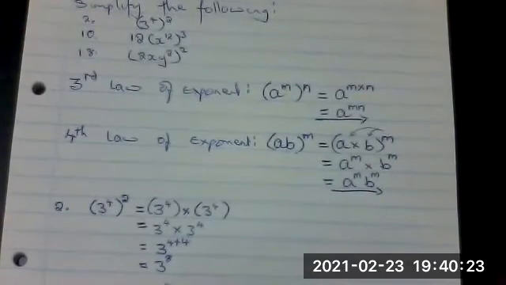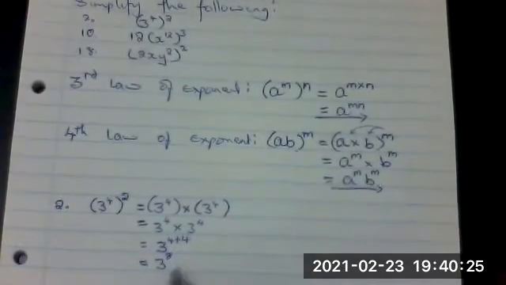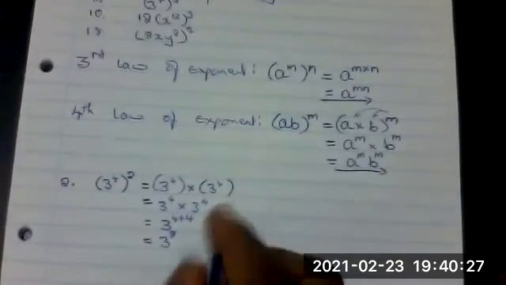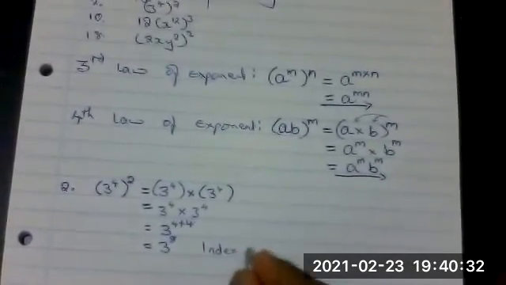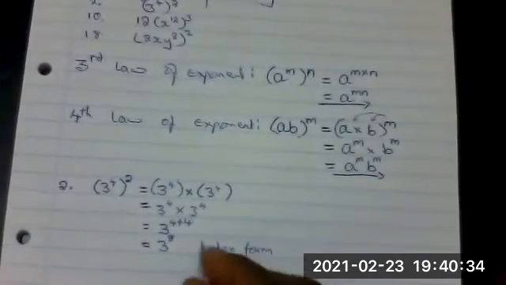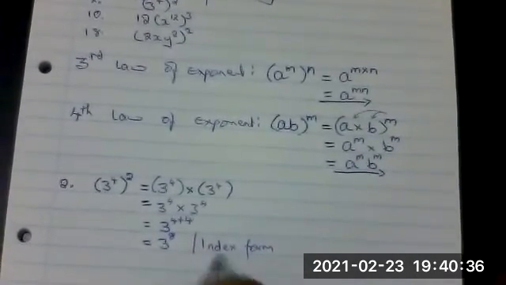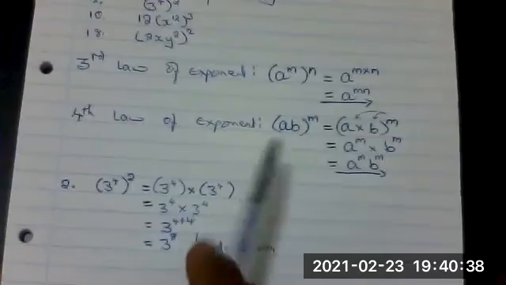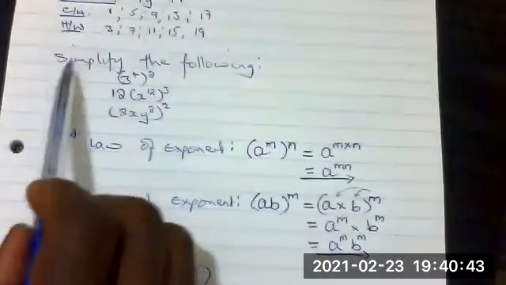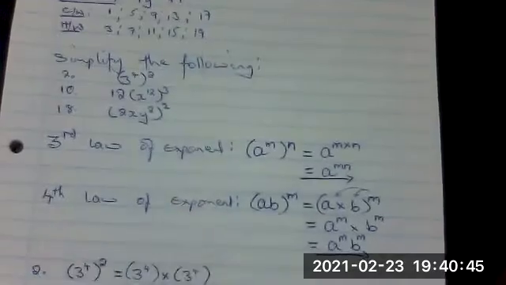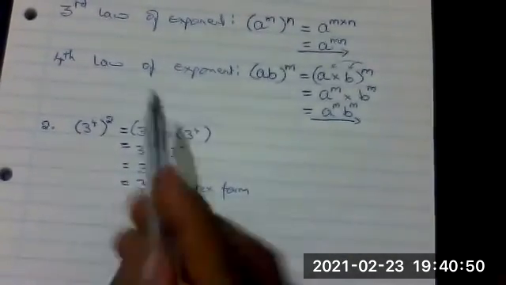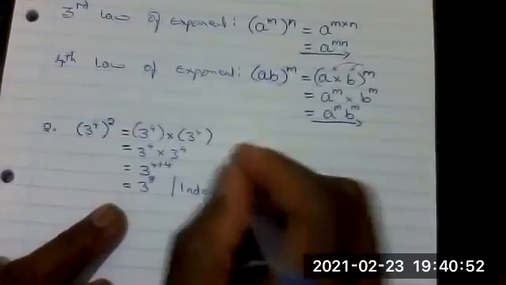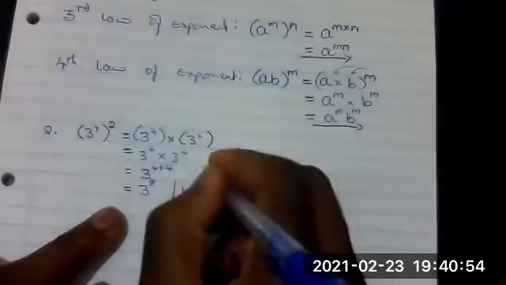Since it is exponent 8, this is in index form. But our question says simplify. This is the question. It says simplify, so it means we can further simplify our final answer. Here we used what?